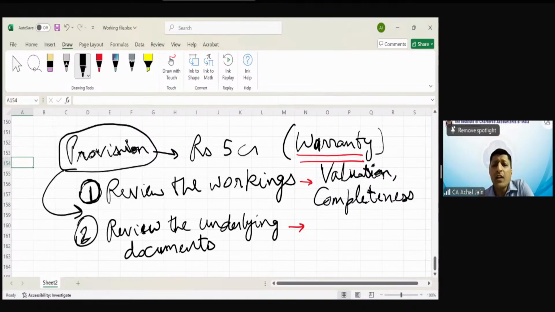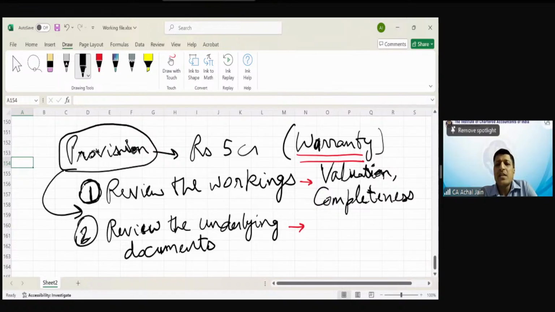Any other assertion that you think may get covered with this? Now, what could be the other one? Cutoff. Now, if you look at the workings, cutoff may not be completely captured. Why? Because if you are looking at the workings for the current year, that will not be good enough. So if you include in the working some part of the next year, then of course cutoff will be there. So cutoff, therefore, we should not consider here.